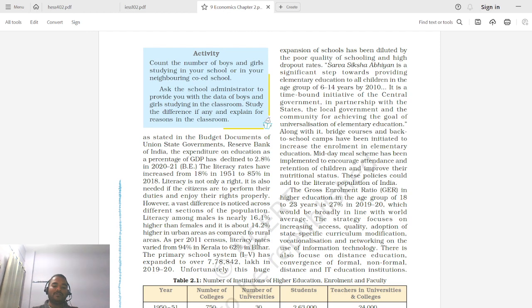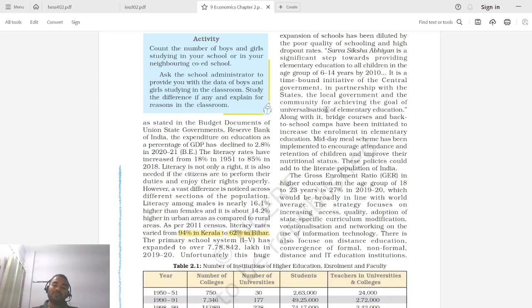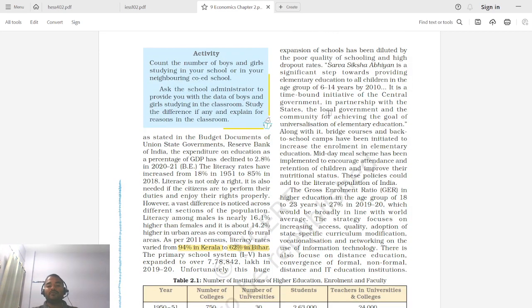So as per the 2011 census, literacy rates varied from 94% in Kerala to 62% in Bihar. So if you see, Kerala has got the highest literacy rate, which is 94%, and Bihar is at only 62%. Okay. So the primary school system, from 1st to 5th, has expanded to over 7,78,842 in 2019-20. Unfortunately, this huge expansion of schools has been diluted by the poor quality of schooling and higher dropout rates. The number of schools has increased, but the quality of education is poor, and the students leaving schools, that is dropouts, are also increasing.